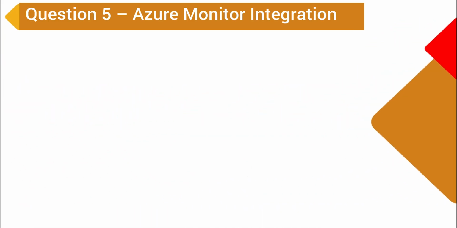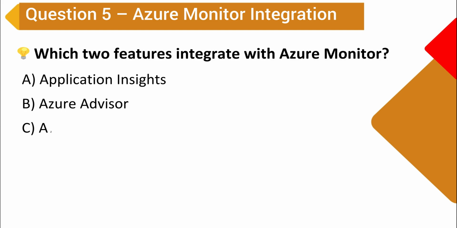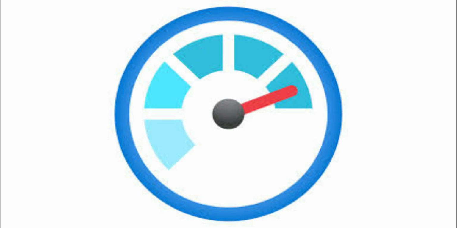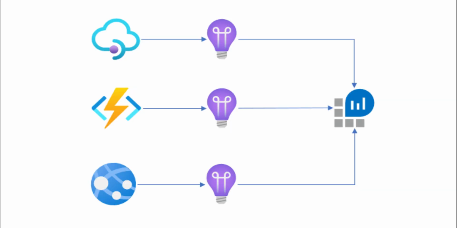Let's talk about monitoring and analytics. Which 2 features integrate with Azure Monitor? A. Application Insights. B. Azure Advisor. C. Azure Status. D. Azure Service Health. E. Log Analytics. The correct answers are A and E. Azure Monitor collects and analyzes telemetry data. Application Insights tracks application performance. Log Analytics provides advanced data analysis for monitoring resources.